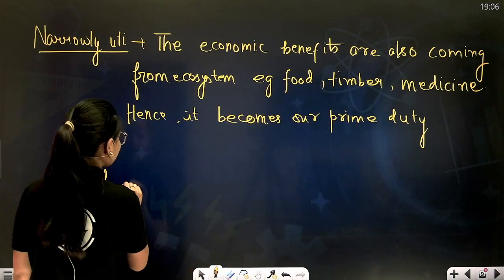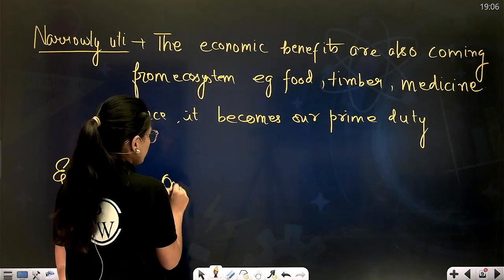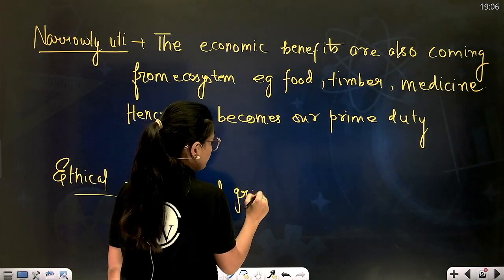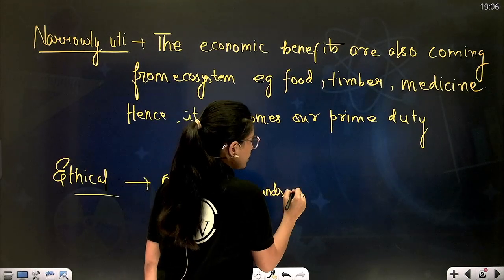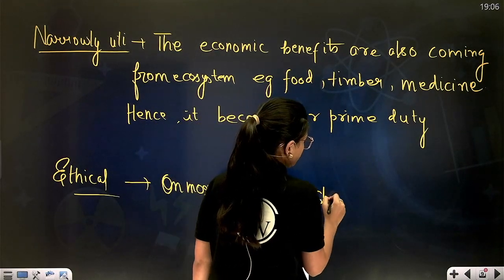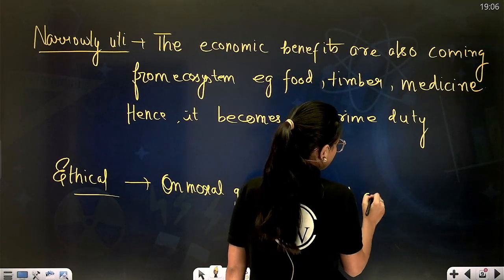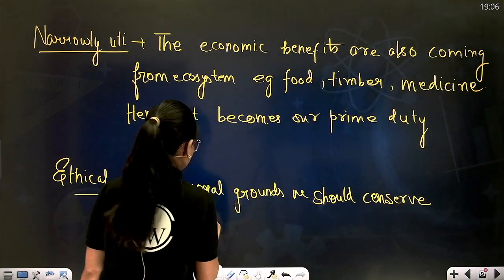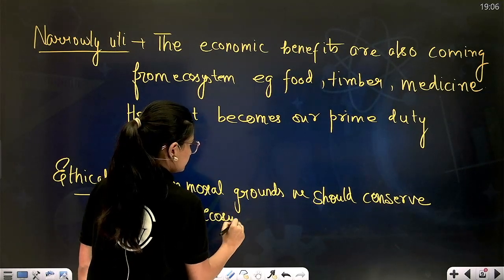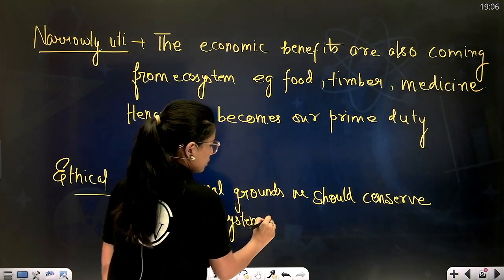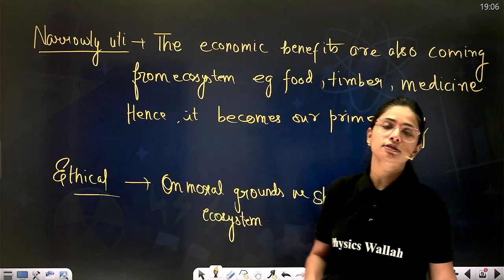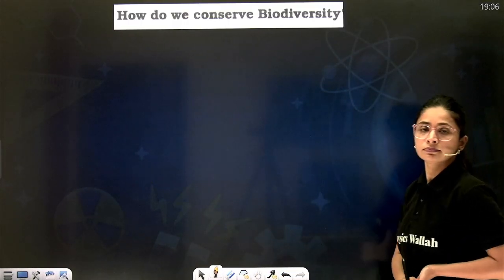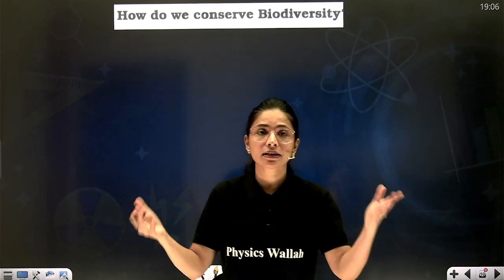When nature is giving us so much, then on moral grounds we should conserve ecosystem. Then on moral grounds only we should conserve ecosystem. How? Okay, everything is understood, but how do we save it?